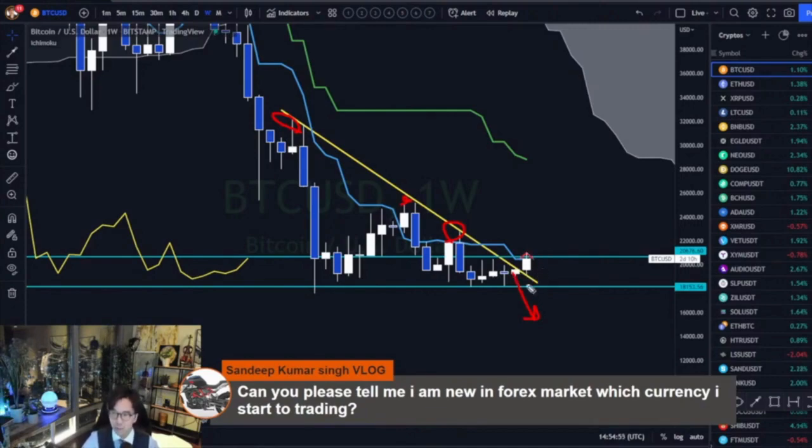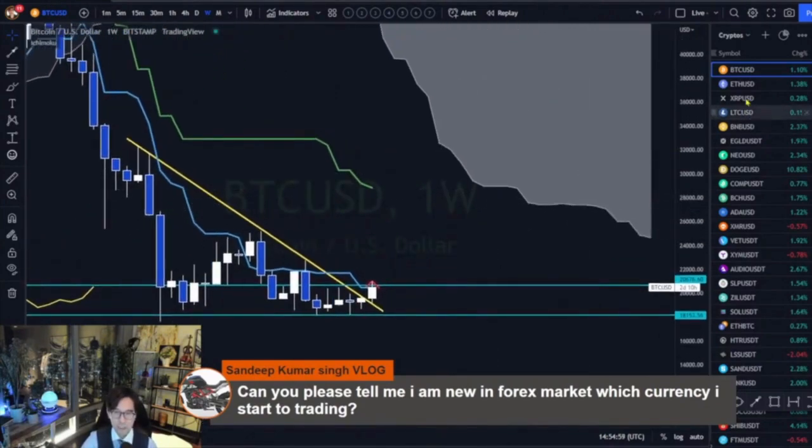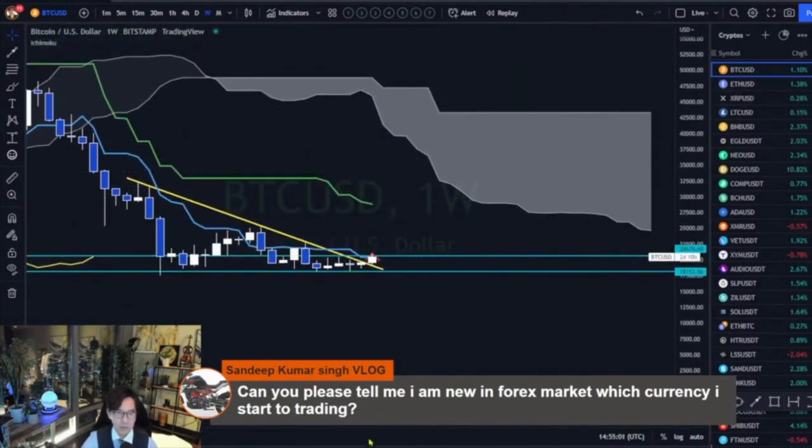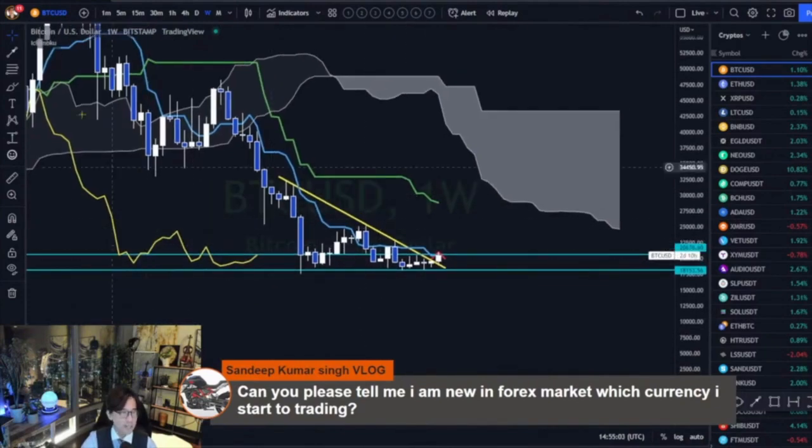I think in the short term it's bullish, but the long term is still bearish. As you can see, the Kumo Senkou Span A is still down, and Kijun Sen is still pointing down, with Chikou Span below the candles. So this is still bearish in the long term, in this weekly time frame.